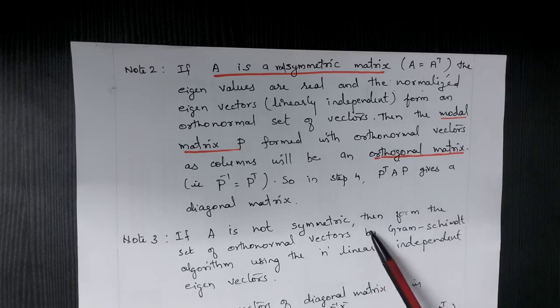If A is not symmetric and you want to avoid finding P inverse, you can get orthonormal vectors using the Gram-Schmidt algorithm from the linearly independent eigenvectors and proceed.